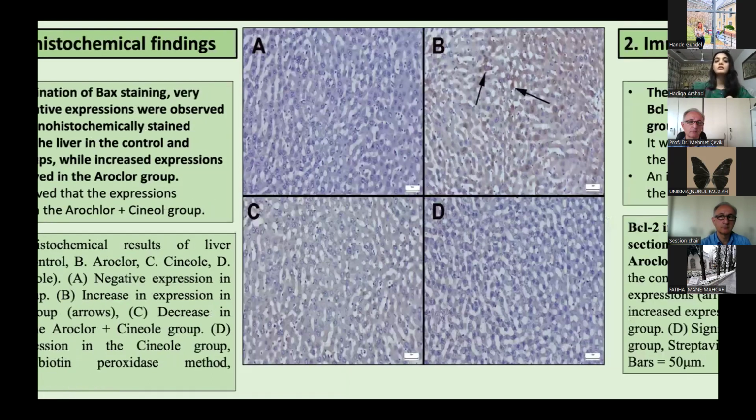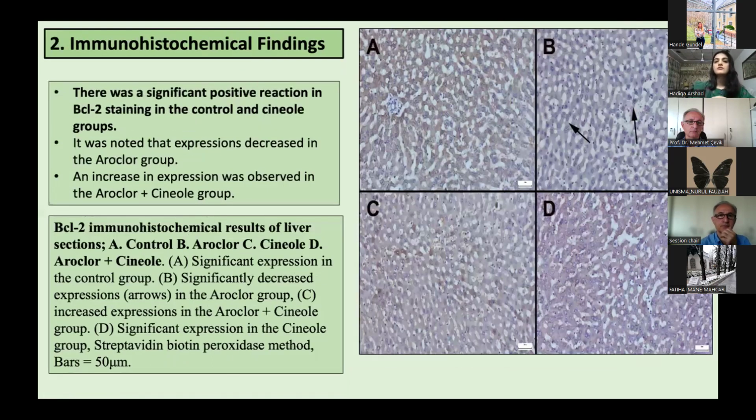If we talk about the BCL2 staining, the BCL2 is an anti-apoptotic protein. So in B, as you can see, there was no anti-apoptotic protein, so there was no proper brown staining also. But in D, you can see that the BCL2 was present. So it was a positive effect that cineol was acting as an anti-apoptotic compound.